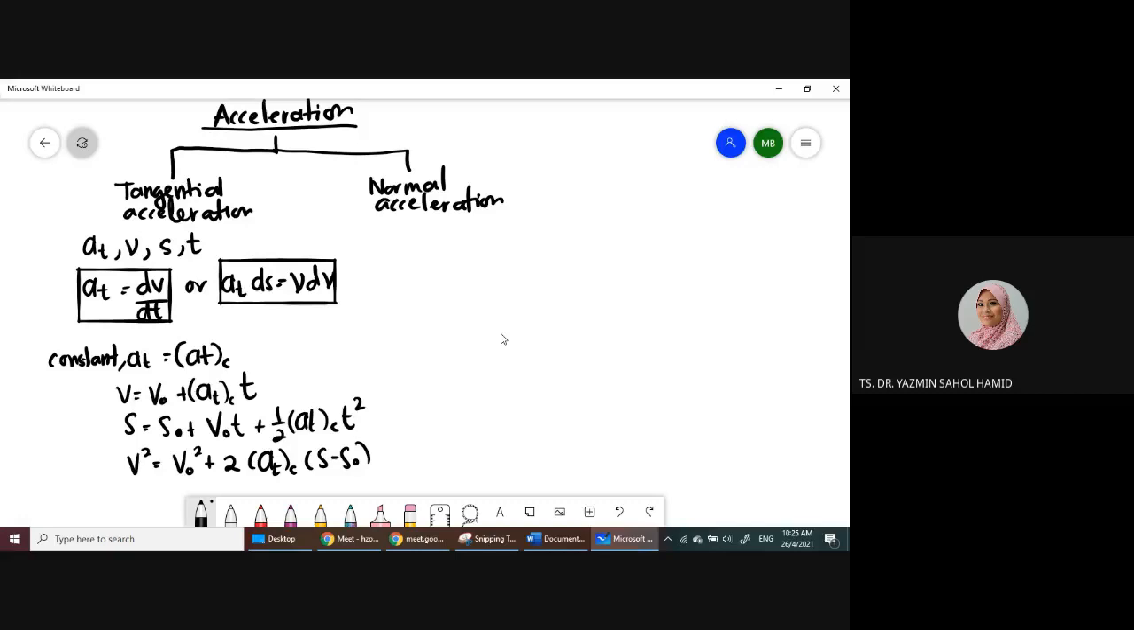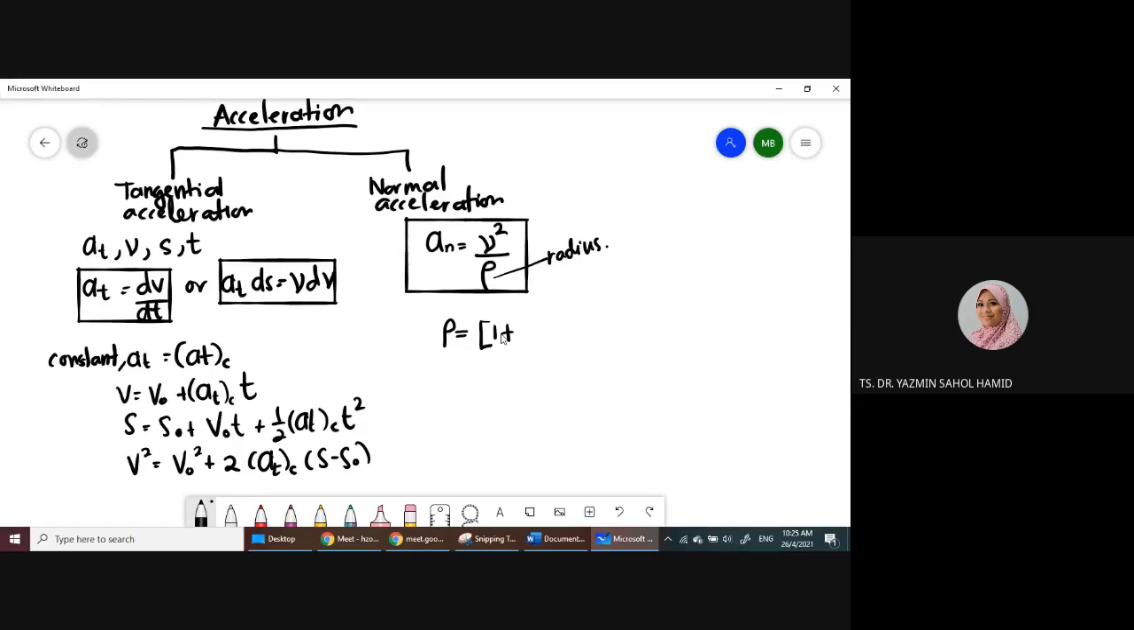And then you have the normal acceleration. For the normal acceleration we use AN, and the formula is different, it is V squared over rho. So this is a new formula for you. Rho is the radius of curvature.